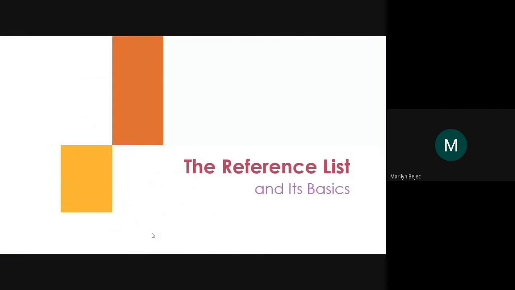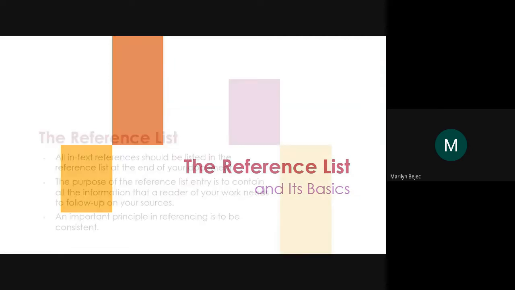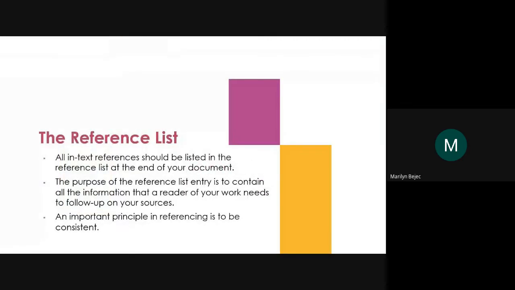The reference list and its basics. In the reference list, all in-text references should be listed in the reference list at the end of the document. The purpose of the reference list entry is to contain all the information that a reader of your work needs to follow up on your sources. The important principle in referencing is to be consistent.